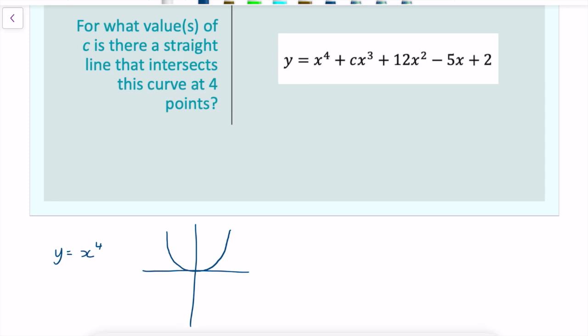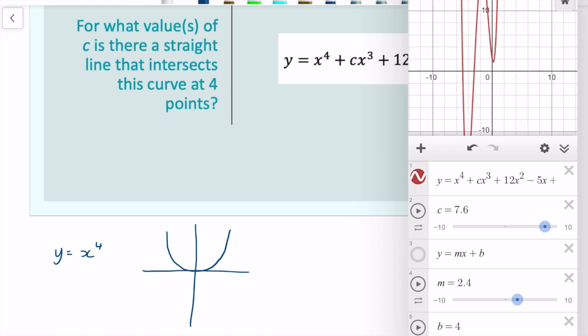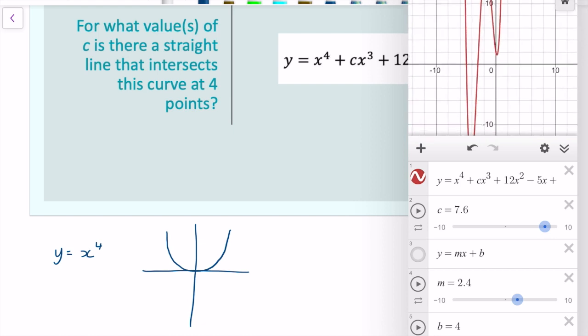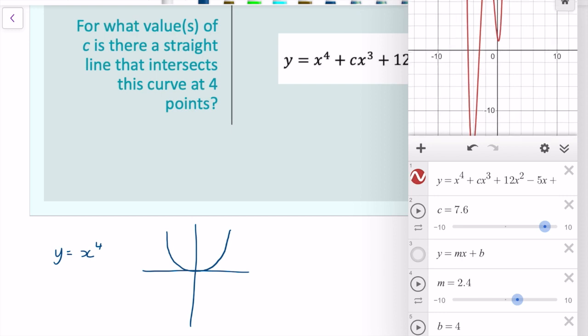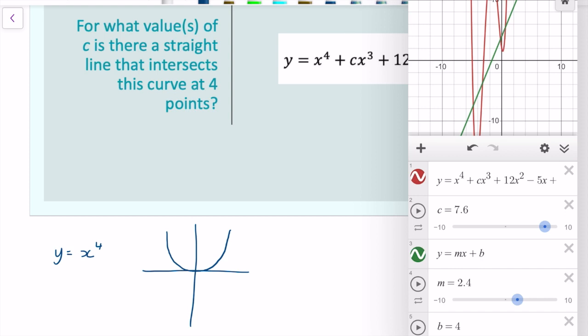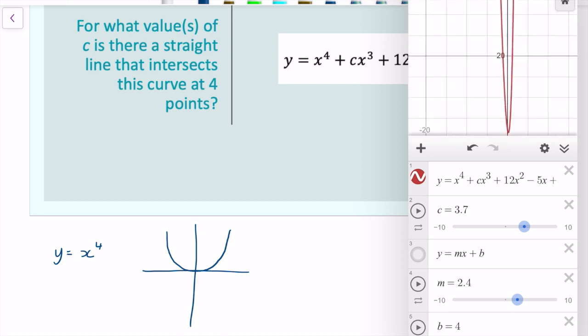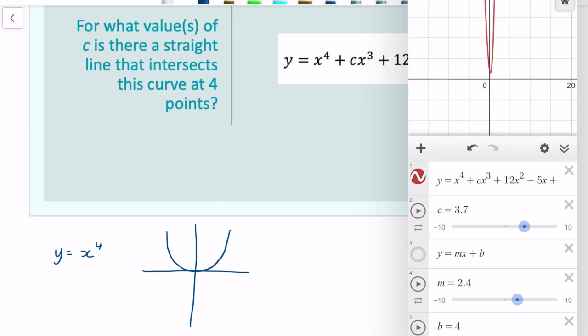I'll use Desmos. I've already prepared this earlier, and you can see that for a particular value of c, we've got a quartic that has 3 turning points and 2 points of inflection. The points of inflection are between the turning points. And so with this, I can find a line that cuts through the quartic in 4 different places. But if I change c to 3.7, this quartic doesn't have 3 turning points, and it doesn't have 2 points of inflection.